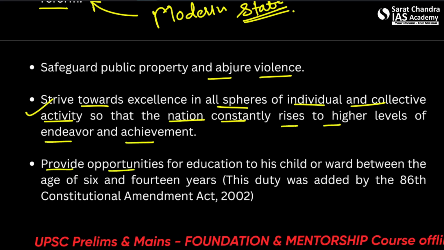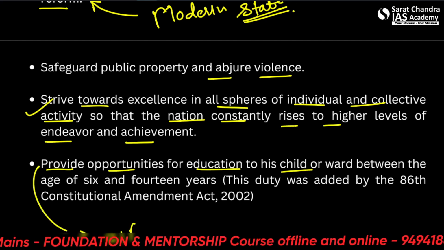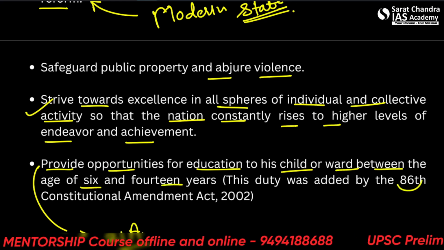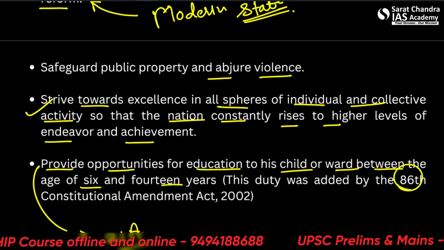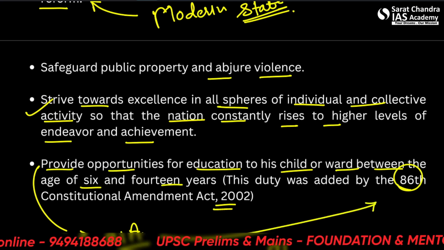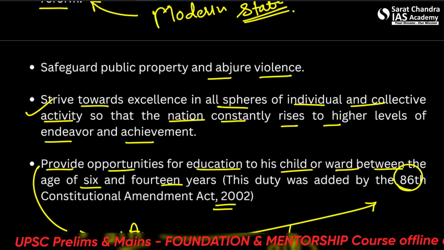And provide opportunities for education to his child. This is Article 21A, between the age of 6 and 14 years, in the 86th Amendment of 2002. This was added in Article 21A after the right to life and property, the right to education.